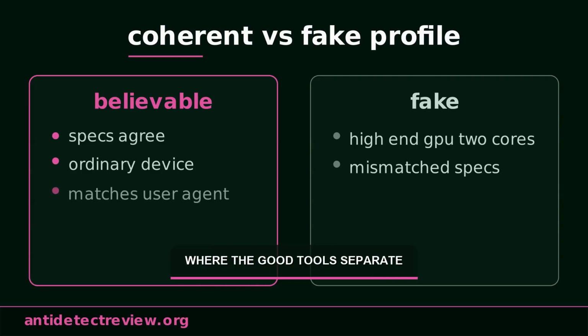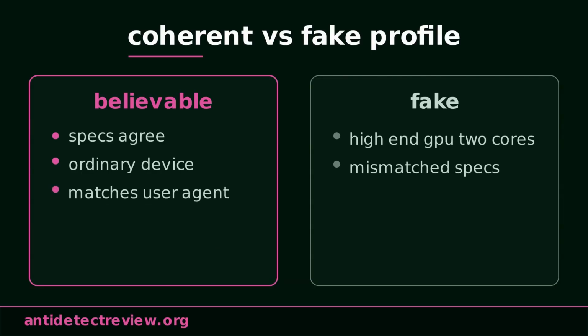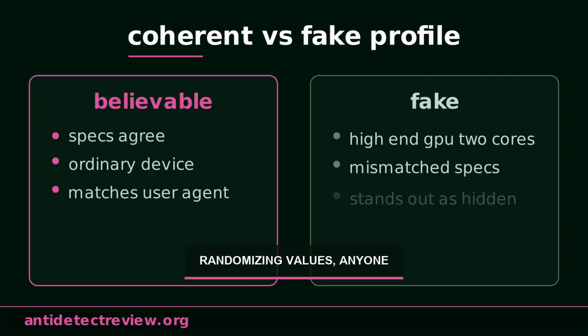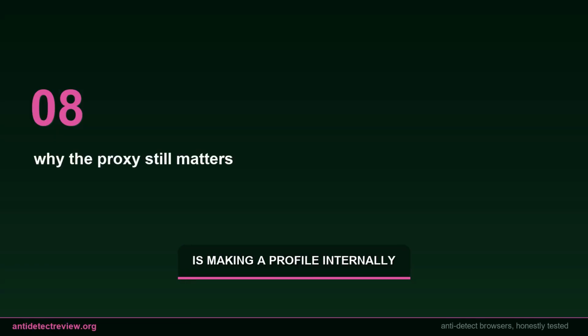And this is where the good tools separate from the bad ones. The hard part is not randomizing values. Anyone can throw random numbers at a fingerprint. The hard part is making a profile internally consistent and plausible.